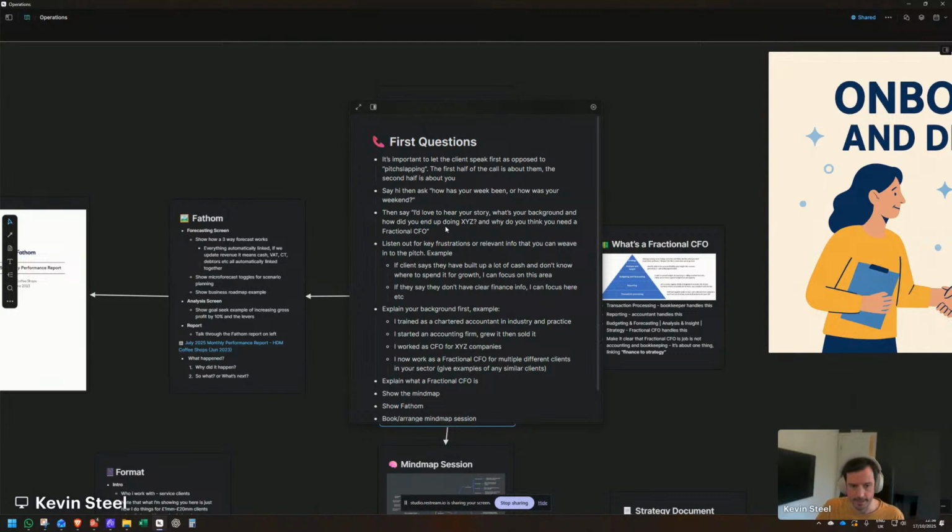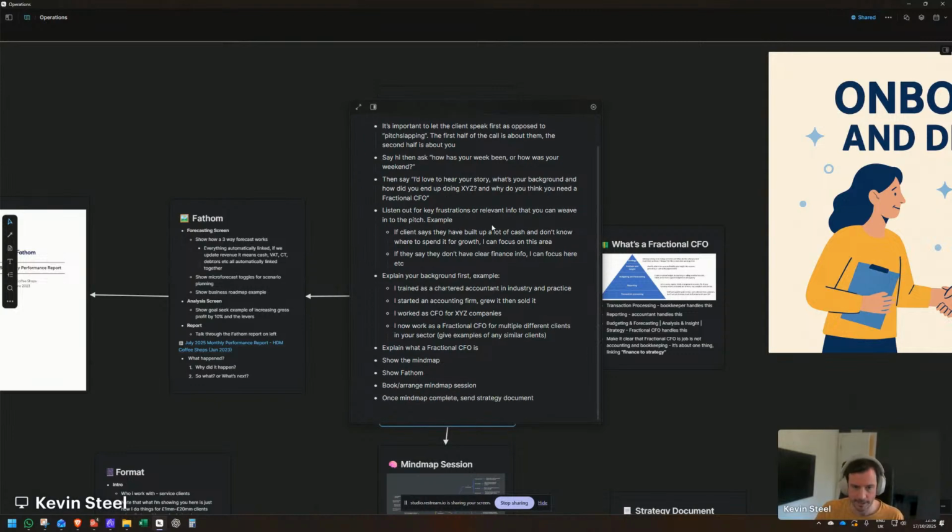While the client explains their background and why they're looking for a fractional CFO, listen out for any key frustrations or relevant information that you might be able to weave into your pitch. For example, if a client says they've built up a lot of cash and don't know where to spend it for growth, that means they've got a capital allocation problem. So I can focus my part of the pitch on how to address their specific capital allocation problem.